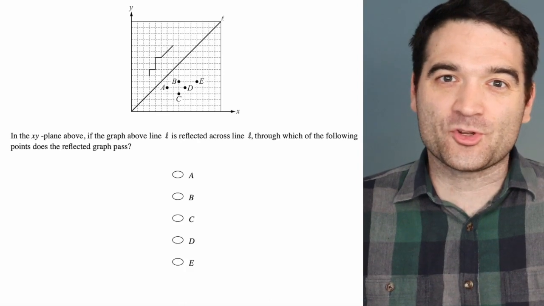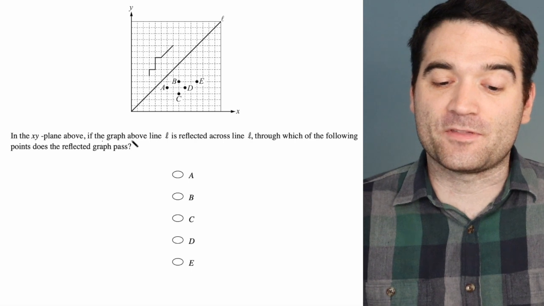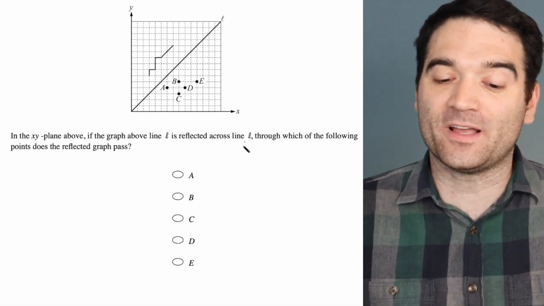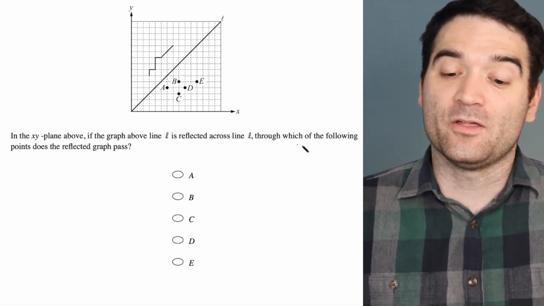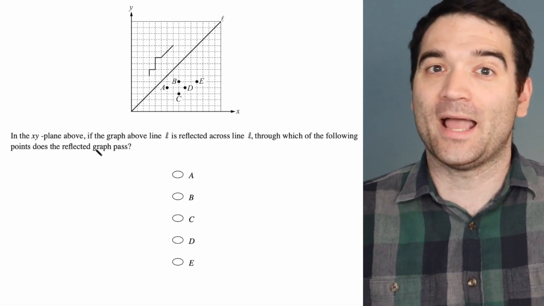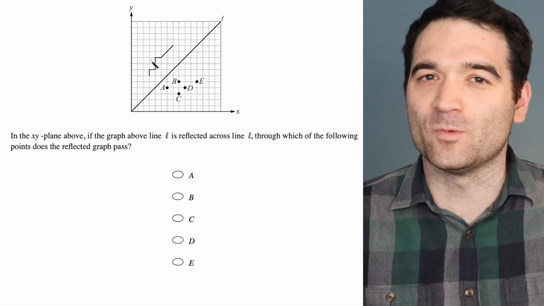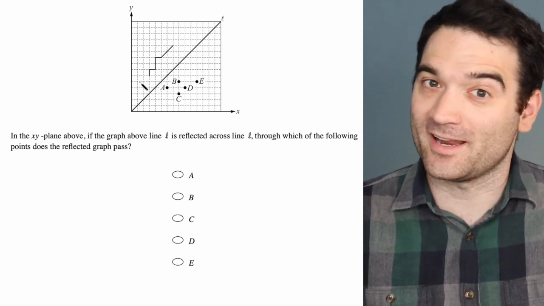Here's a GRE geometry question. Let's take a look. In the XY plane above, if the graph above line L is reflected across line L, through which of the following points does the reflected graph pass? All right, well, if you're not super familiar or comfortable with lines of symmetry, this will be a nice review.